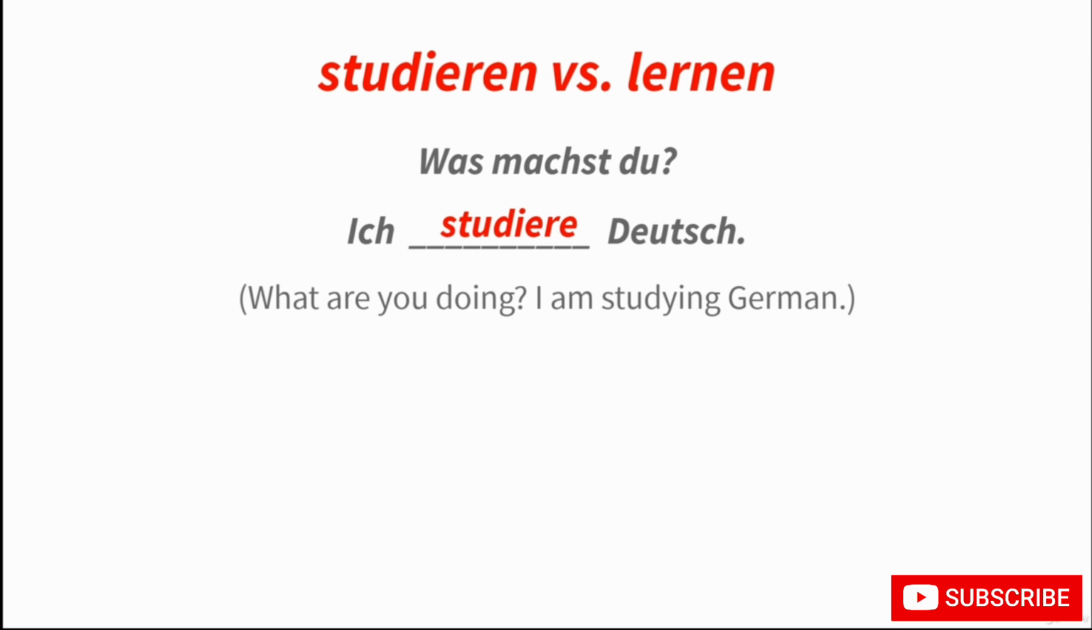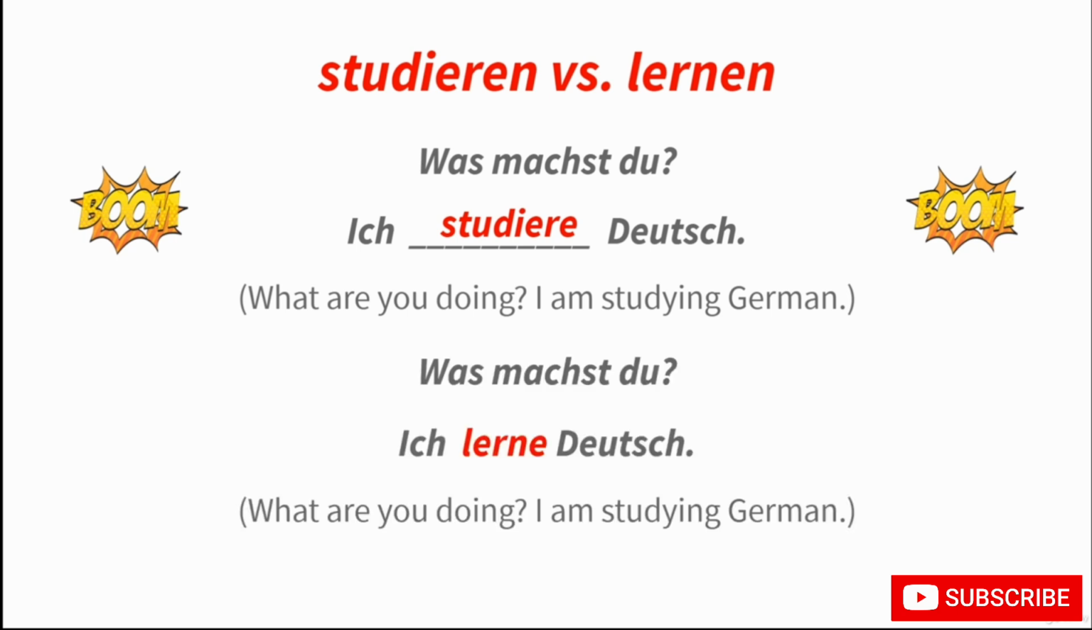But it is false. Why? Because we are not studying German at a university in this sentence. We are now studying German to improve ourselves. The correct form of this sentence must be Ich lerne Deutsch. Both of them mean I'm studying German.